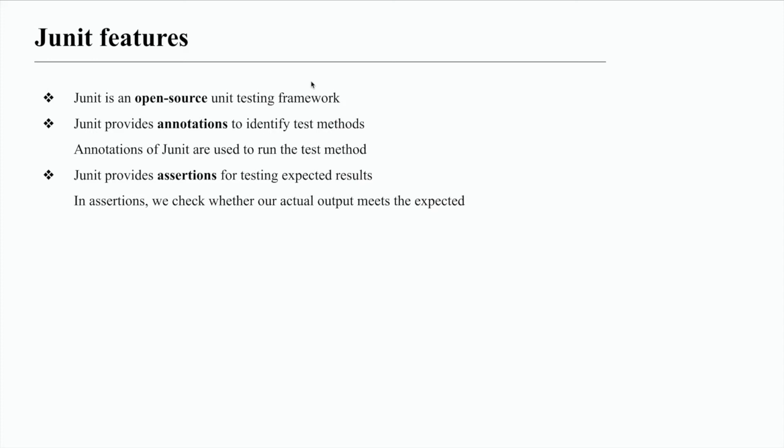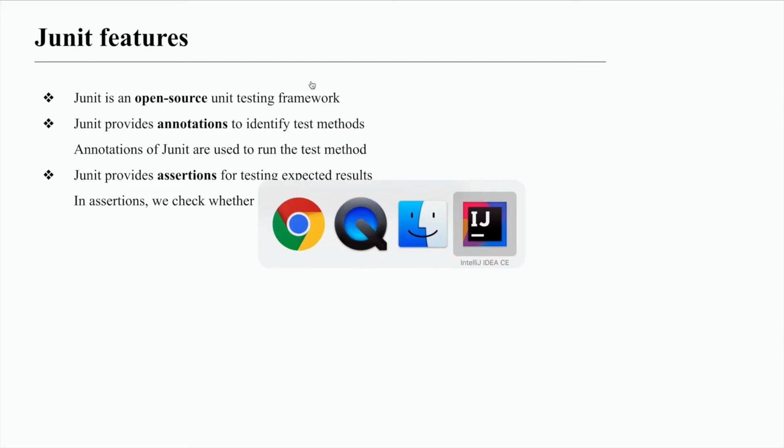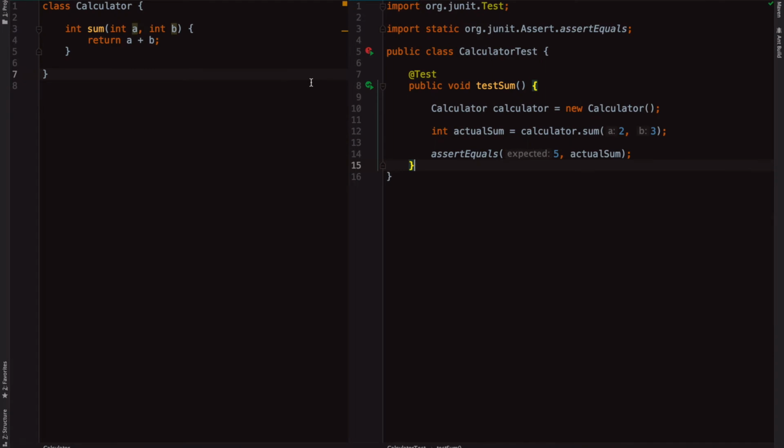In assertion, we check whether our actual output meets the expected one. So whenever we run the test cases, we get the result and we compare it with the expected result for the verifications. To understand annotation and assertion, I have created a sample class Calculator wherein I have the sum method which expects two parameters and returns the sum. And I have created the testSum method. Now I want to tell JUnit that this is my test method, so I have to use the @Test annotation, and I am creating the Calculator class object. I am calling the sum method, and I'm getting the actual result.